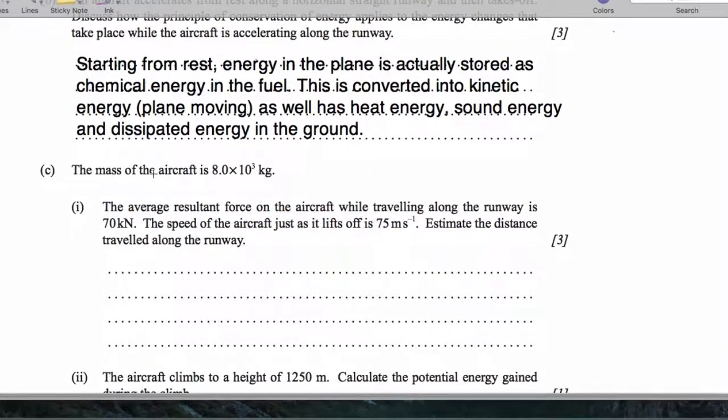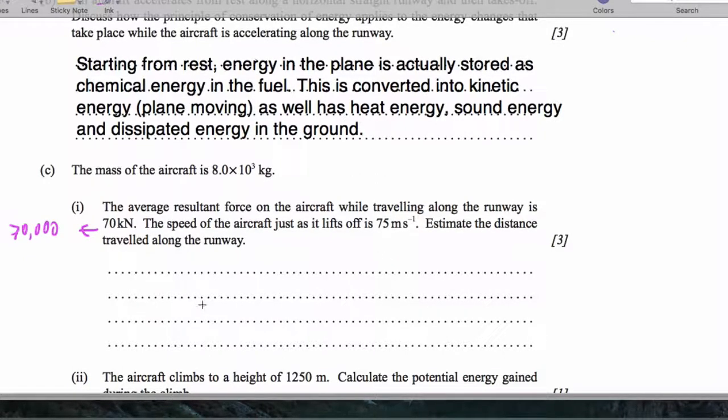Okay, so here, part C. The average resultant force on the aircraft while traveling along the runway is 70 kilonewtons. So that's 70,000 newtons from the data booklet. The speed of the aircraft just as it lifts off is 75 meters per second. Estimate the distance traveled along the runway. Once again, we've got a force, we've got a speed, we want a distance.